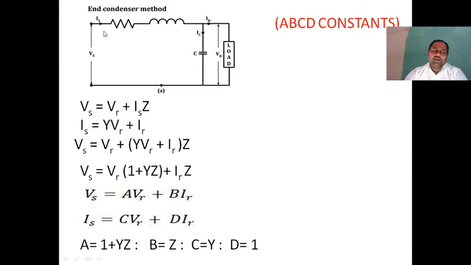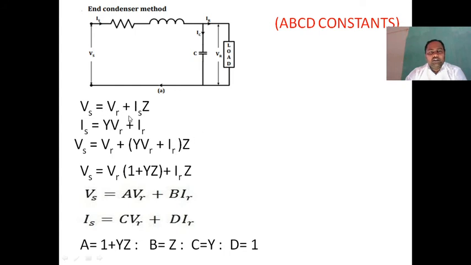Is is equal to Ic plus Ir. What about Ic? Ic voltage is Vr. What about admittance? That is Y simply. So charging current Ic is equal to Y into Vr. Charging current is Y into Vr plus Ir. So Vs is equal to Vr plus (Vr plus Ir) into Z.